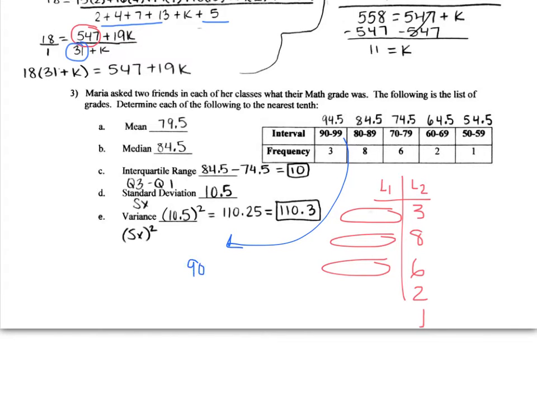So 90 plus 99, add that up, divide it by 2. When you do that, you get 94.5. So that would be the first value that would go here. And if you notice, I did all the other averages here. So then the second one would be 84.5, the third one 74.5, and so on and so on. So this is the list that would go in your calculator.